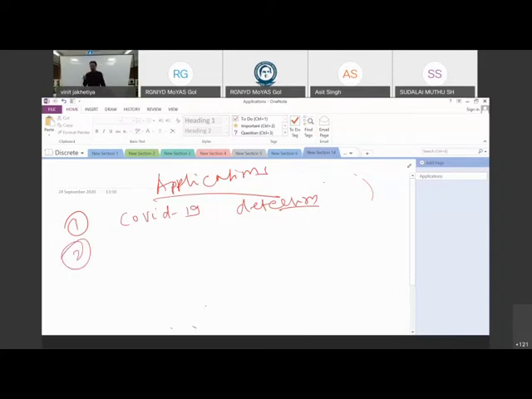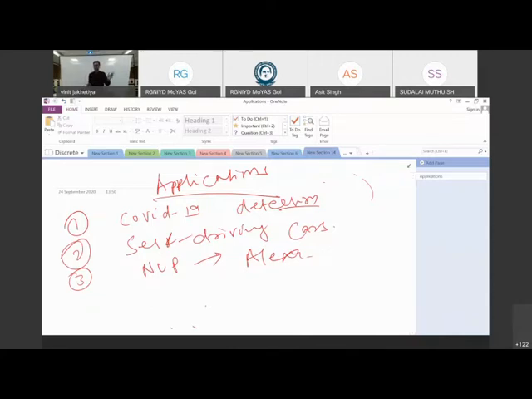As Usha ma'am already told you about self-driving cars, right? These are pretty simple examples. The third one is NLP, natural language processing, which is used in Alexa. Alexa is one example by Amazon, but there can be several other things from Microsoft and Google also, and everywhere, right? So NLP, natural language processing. The fourth one you can say is computer vision.